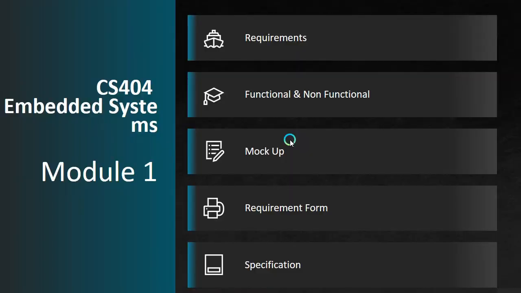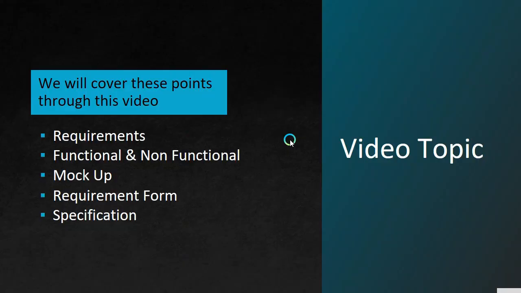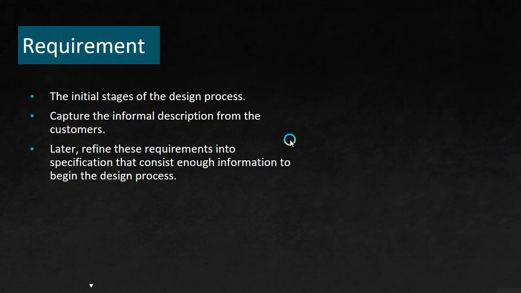Now we are going through the topic requirements and specification. Requirements: before we design a system, we must know what we are designing. This is the initial stage of the design process. Generally, it has two phases. First, we gather an informal description from the customers, known as requirements, and second, we refine these requirements into a specification that contains enough information to begin designing the system architecture.